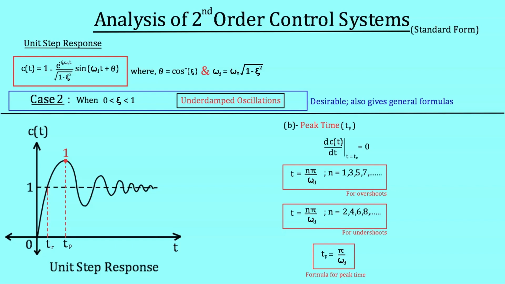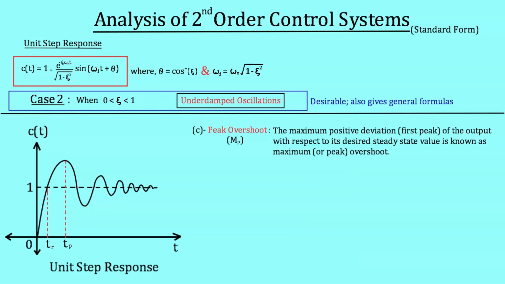The next extreme point is actually a minima, which is denoted by the number 2. So, to find the time corresponding to this point of response, we have to put the value of n equal to 2 in the expression of time. The same way, we can find different values of time corresponding to different maxima or minima, which are actually the extreme or peak values of different overshoots and undershoots.